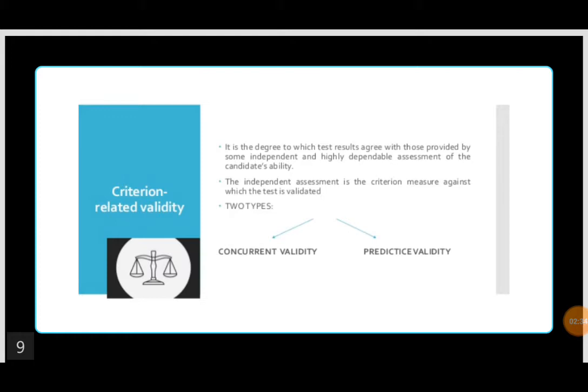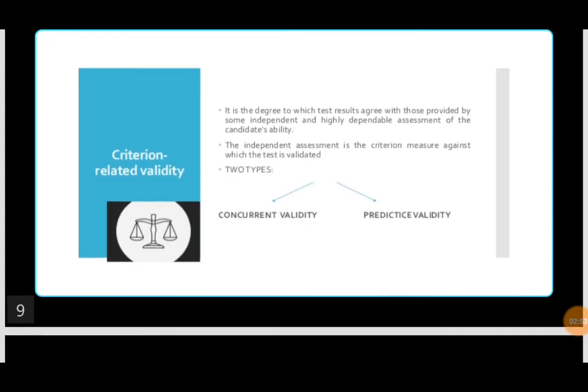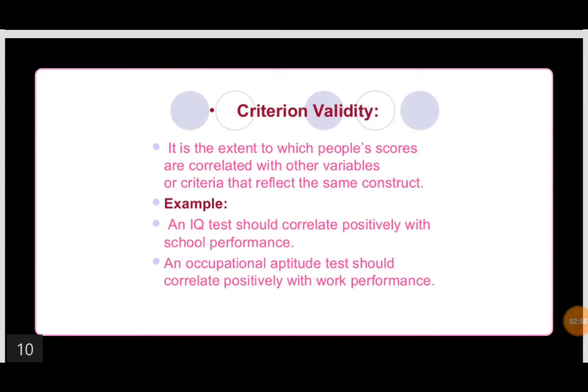Criterion-related validity. It is the degree to which test results agree with those provided by some independent and highly dependable assessment of the candidate's ability. The independent assessment is the criterion measure against which the test is validated. Types: concurrent validity, predictive validity, criterion validity. It is the extent to which people's scores are correlated with other variables or criteria that reflect the same construct.